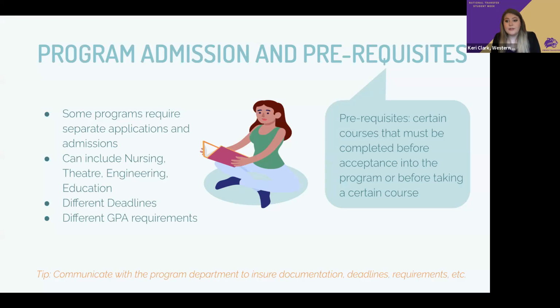And then some programs you also have to have prerequisites. A prerequisite is simply a course you must complete before acceptance or before taking another course, for instance. So this is something like you can't take English 2 without English 1. You can't go into the nursing program until you've taken Nursing 101, things like that. So just be in communication with the program department that you're interested in and see if there are different admission requirements there.